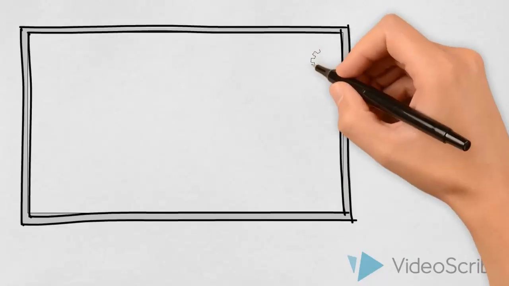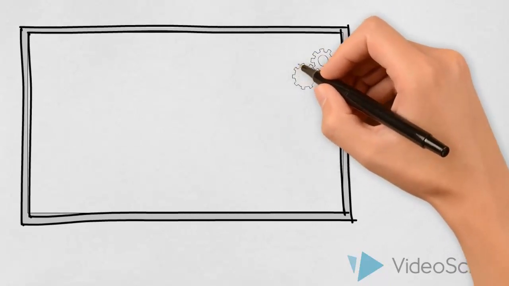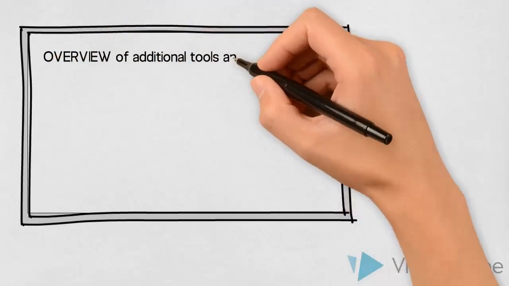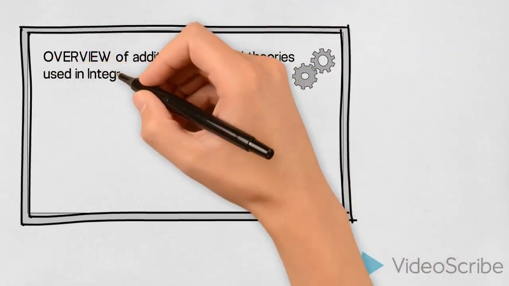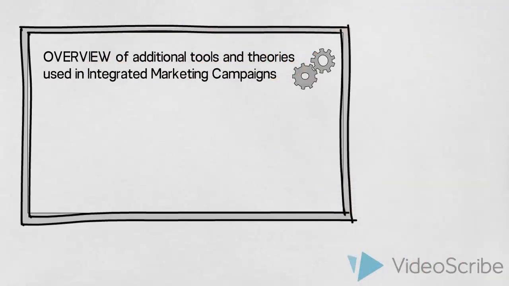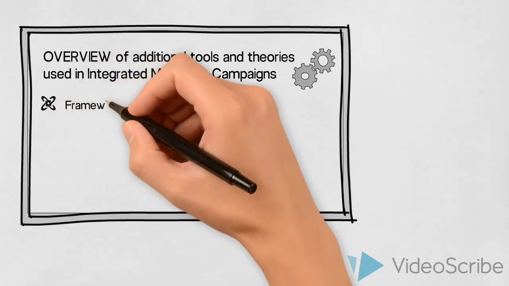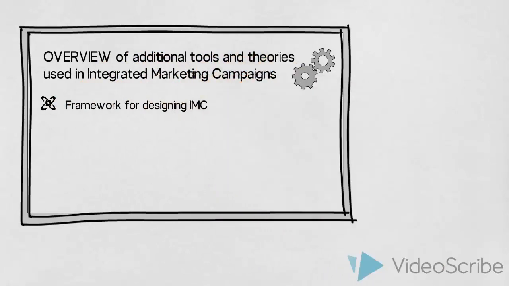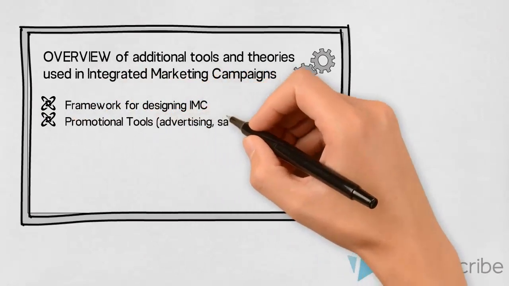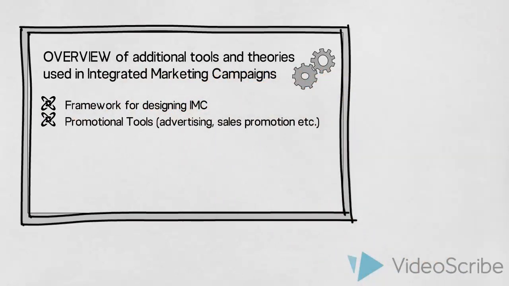In addition to the factors we have just discussed, we as marketers have some additional tools and theories we can use to guide us when creating an integrated marketing campaign. These will not be described in detail in this video, but let us just introduce an overview of some of those tools and theories we might want to use. We could use the framework for designing integrated marketing campaigns to guide us through the process. We should get to know the different promotional tools available to us, such as advertising, sales promotions, and so on. And we should study the advantages and disadvantages of each tool.